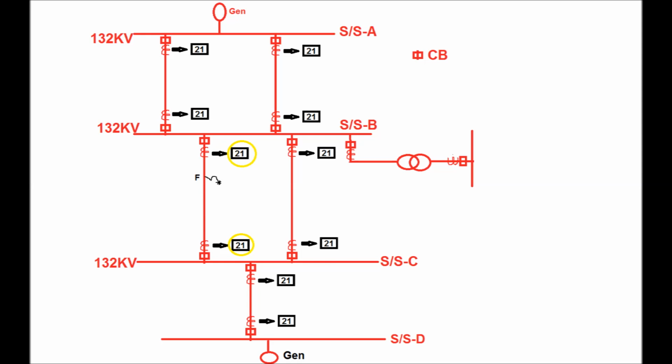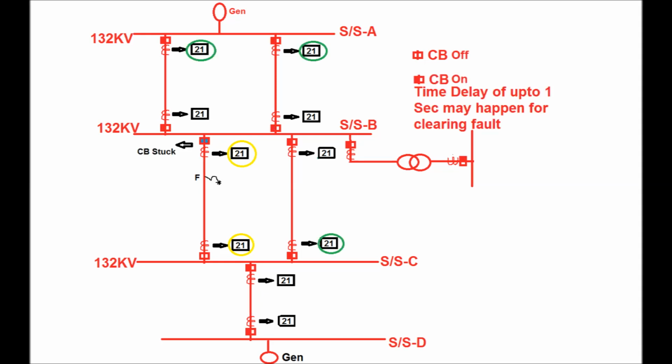If the fault location is within 80% of the line distance from substation B, it sees the fault within zone 1 and will clear the fault instantaneously. Similarly, at substation C, if the location is within 80%, it will sense the fault in zone 1 and clear it instantaneously. If it is beyond 80% towards substation B, then it will clear the fault in zone 2 time, or 300 to 350 millisecond delay.